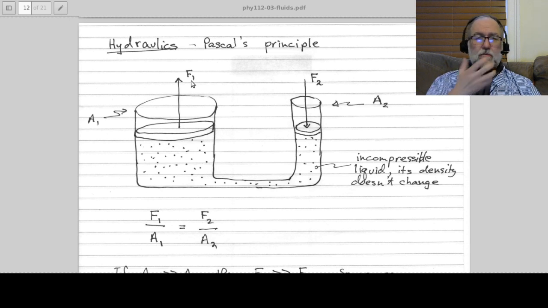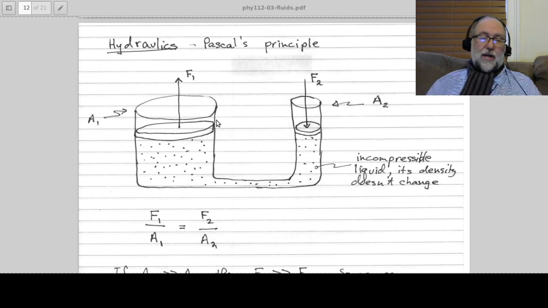And if you want to know why, I'm not going to need this to solve problems, but think about it. If you've got a small area here, and this piston were to move, you'd have to move this piston a lot further here for just a little bit of a lift there. So a large movement here for a little lift there. And what is work? Work is force times distance. So you're going to have a small force over a large distance here for a big force over a small distance of displacement there, and it turns out that the energies work out.